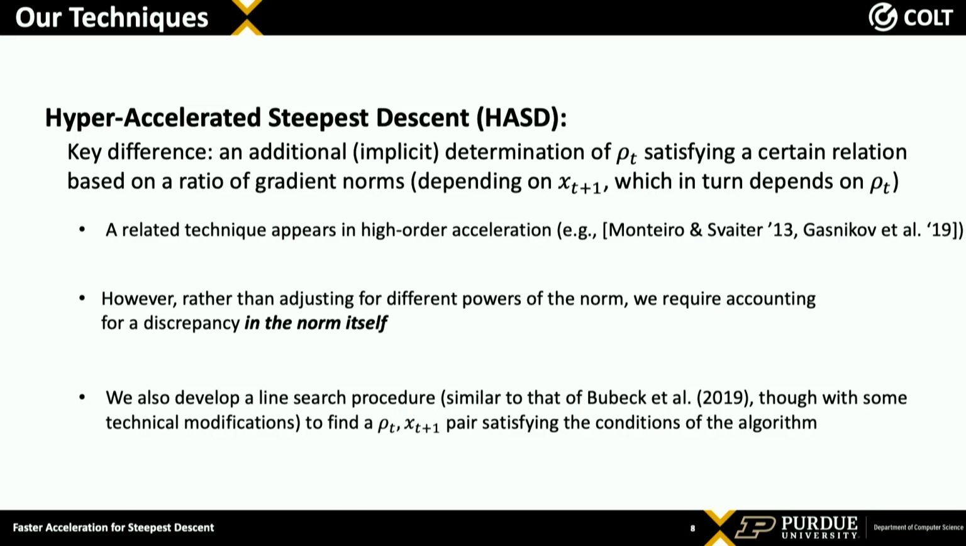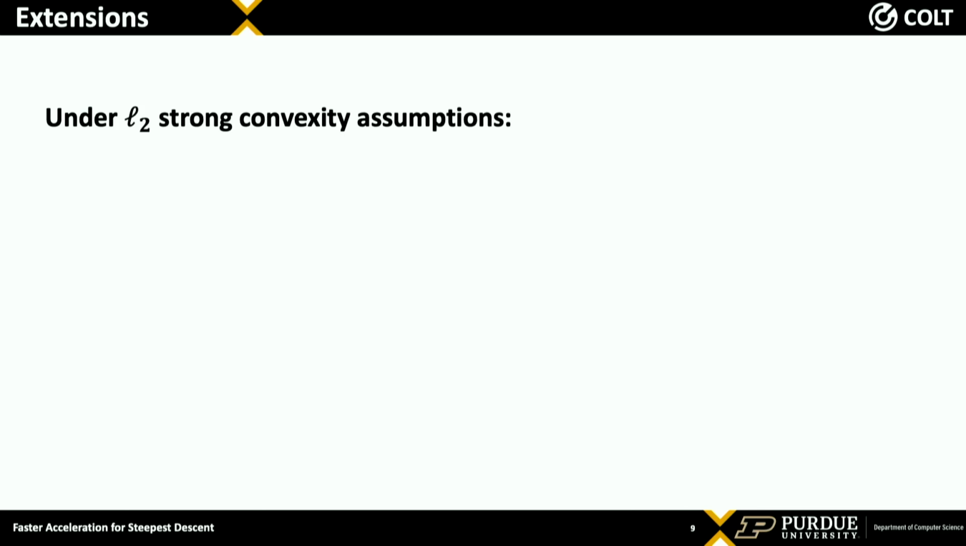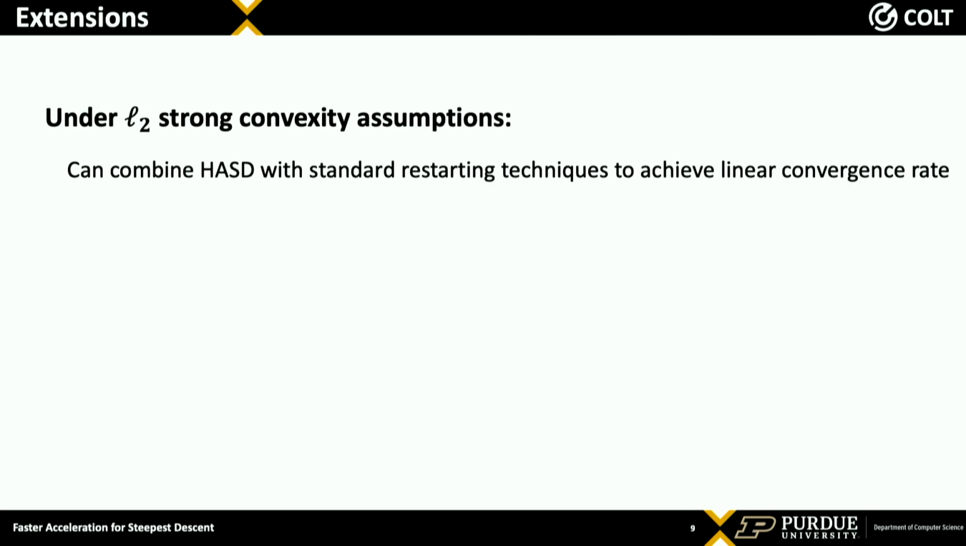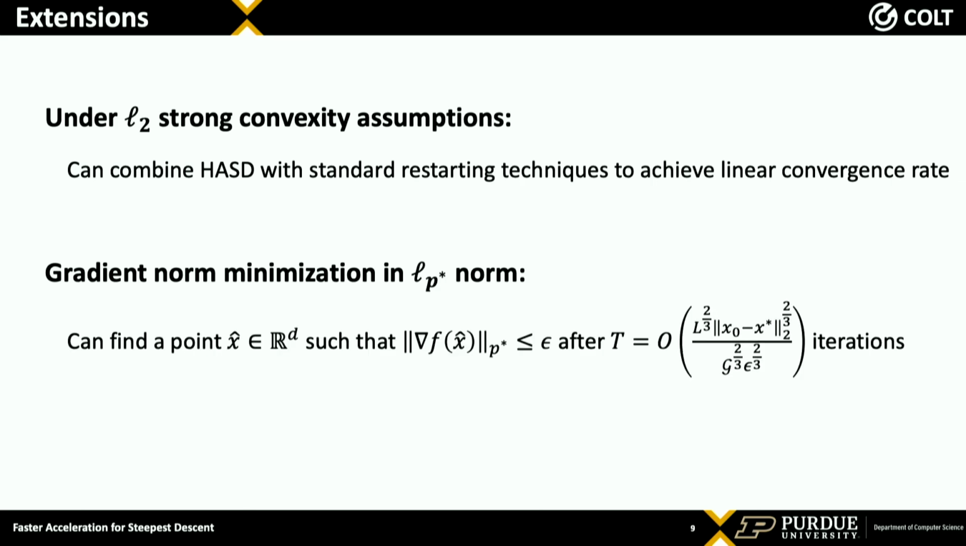And we also develop a line search procedure, as in other previous works, though with some additional technical modifications, to find such a pair with some additional log overhead. We provide some natural extensions, such as if we have additional L2 strong convexity, then we can get a linear convergence rate, and if we want to do a gradient norm minimization task, we can minimize the gradient norm in the dual norm, in the p star norm, after so many iterations as given here.